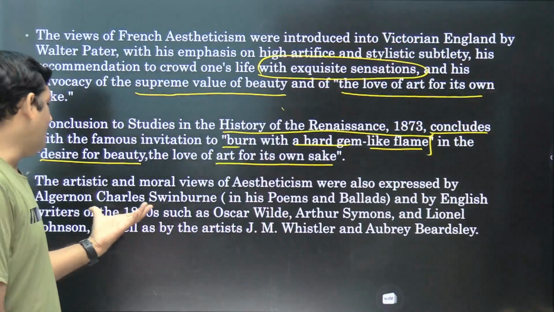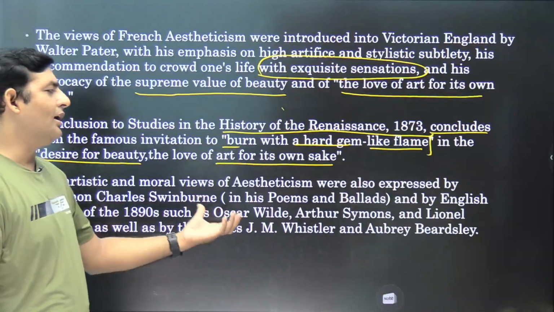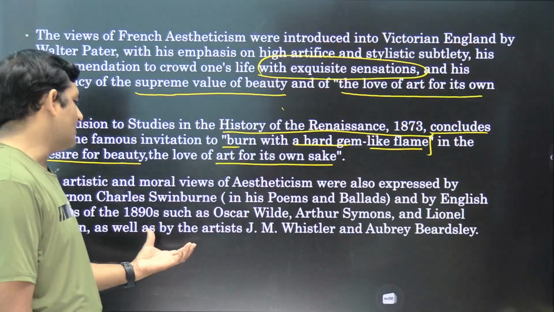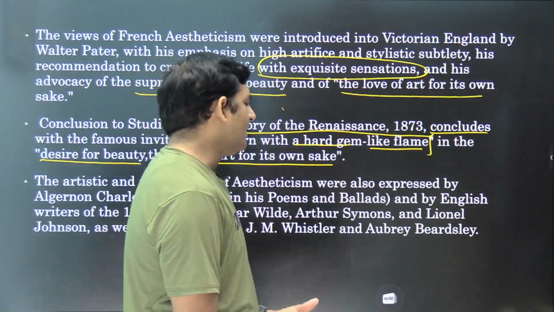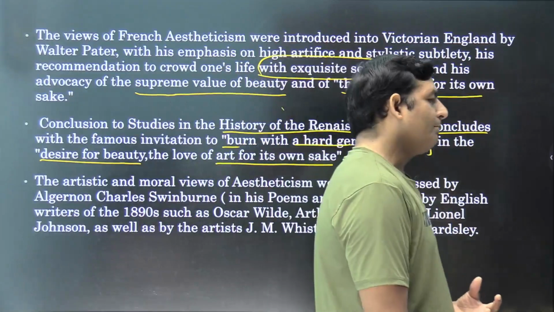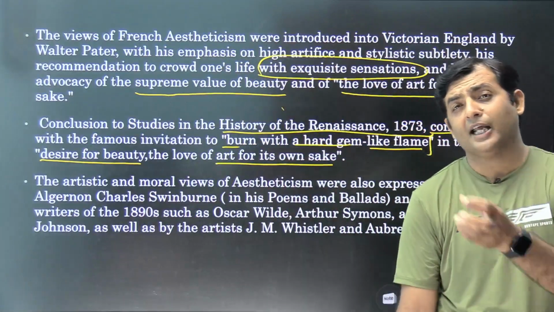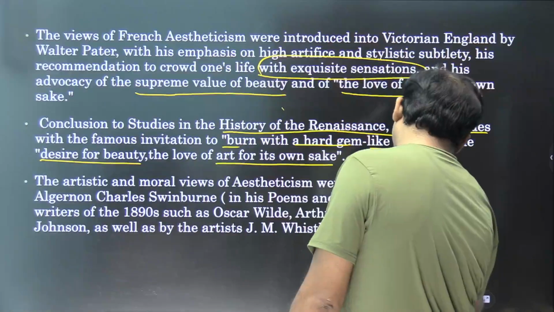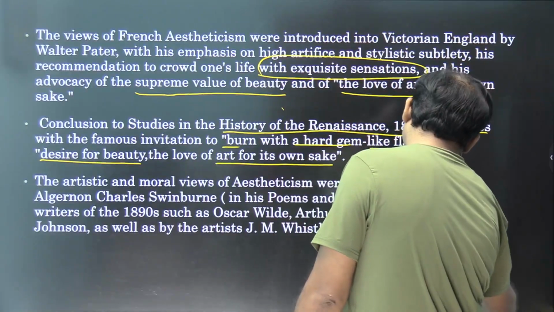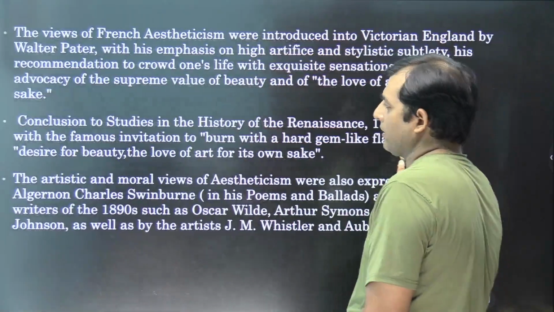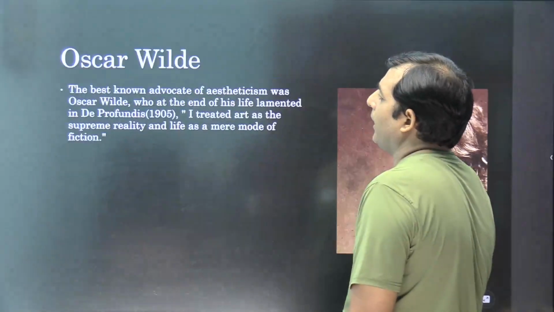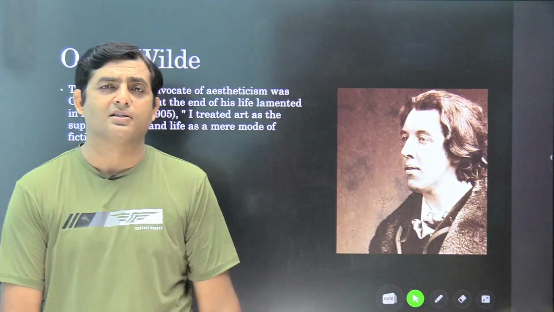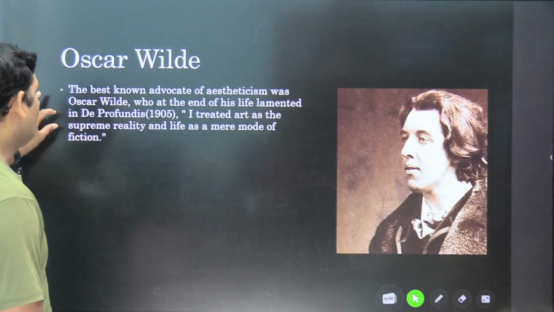Right? And apart from A.C. Swinburne, Oscar Wilde, Arthur Symons, Lionel Johnson, as well as artists like J.M. Whistler and Aubrey Beardsley. And one of the greatest aesthetes was Oscar Wilde. Oscar Wilde, he was Irish, and he wrote many works, and he advocated art for art's sake. The best known advocate of aestheticism was Oscar Wilde, right?